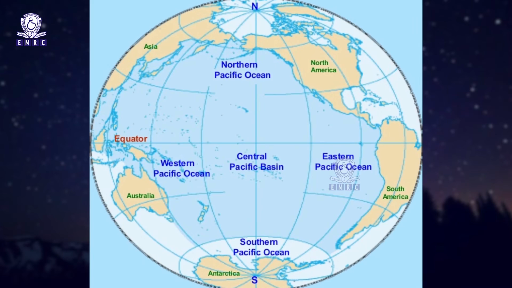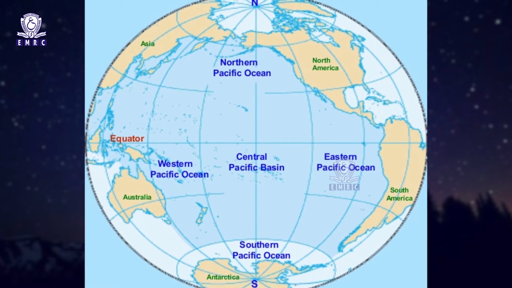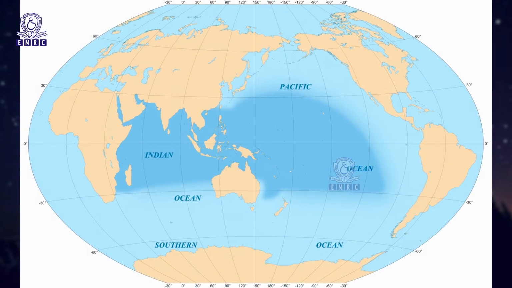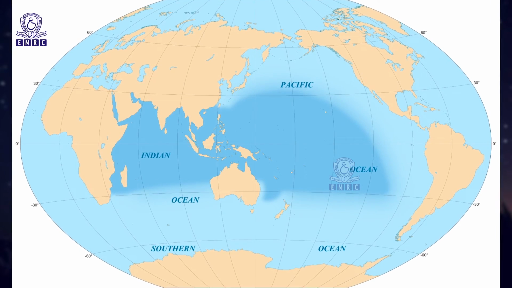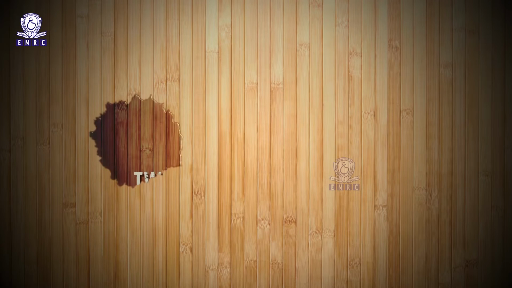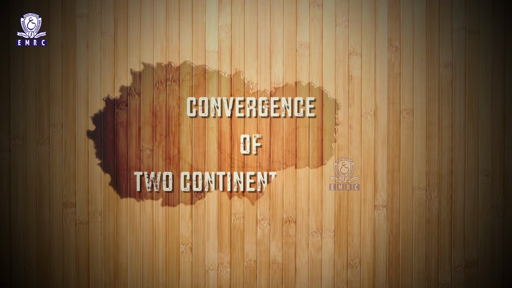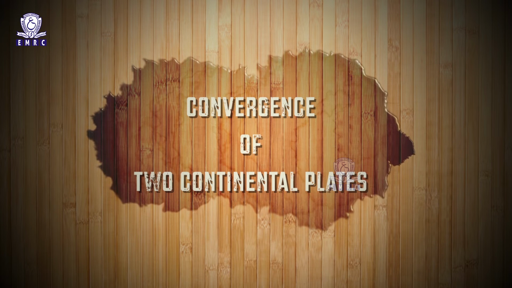Many island arcs of the Western and Northern Pacific Ocean resulted from the convergence of two oceanic plates. When two continental plates move towards each other, the continental plate having relatively denser material moves below, or is subducted under, the other continental plate with relatively lighter material.